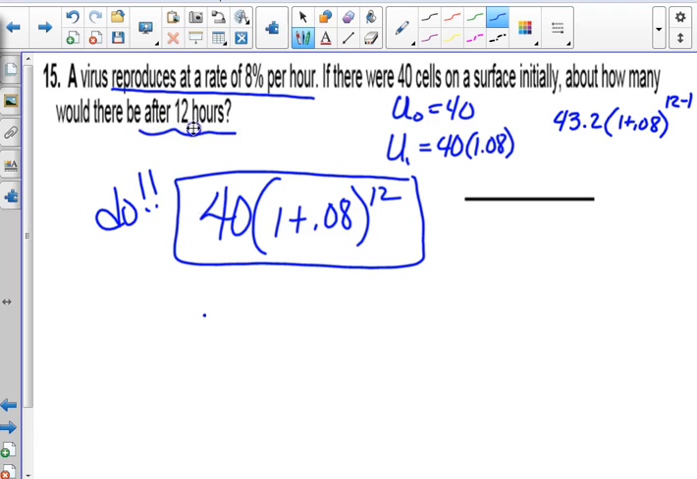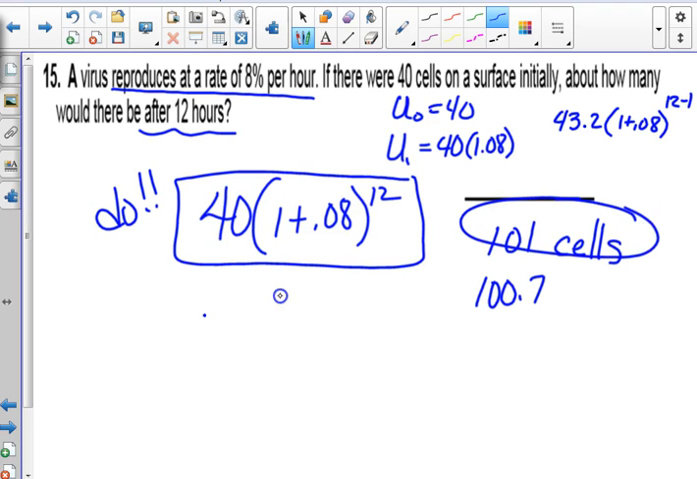You know, after 12 hours, it will have multiplied 12 times. That's it. You can round to like whole number if you want on this, or decimals. Is that looking right, guys? Did I just confuse you all? Okay, just do this.